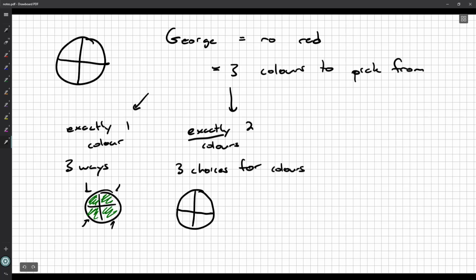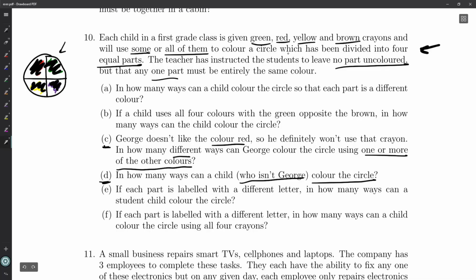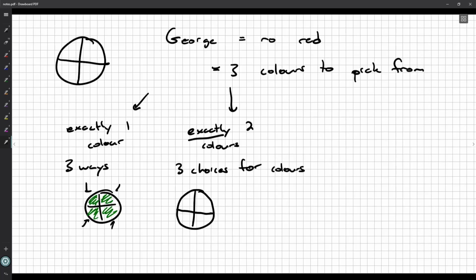Now there's, I think it's 4. It was 4. I keep drawing 4, right? Yeah, a circle that's been divided into 4 equal parts. Okay. So now the challenge here is, well, how many ways are there for him to start coloring using his 2 colors? You know, he could use one of the colors 3 times, and then the other color only once. Right? That's possible. How many ways are there for him to do that?